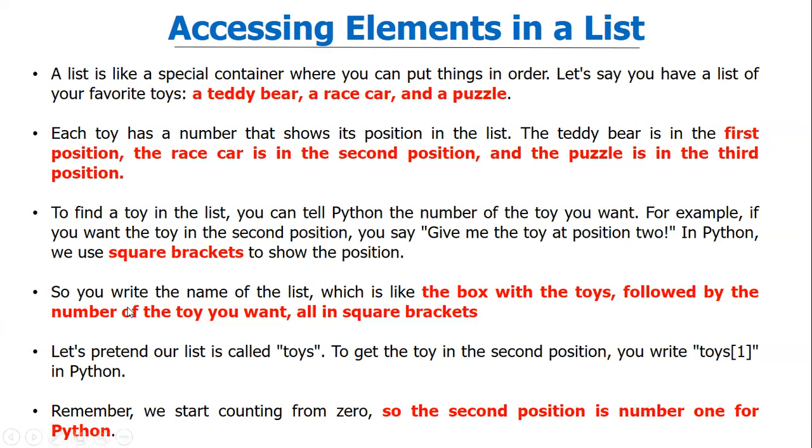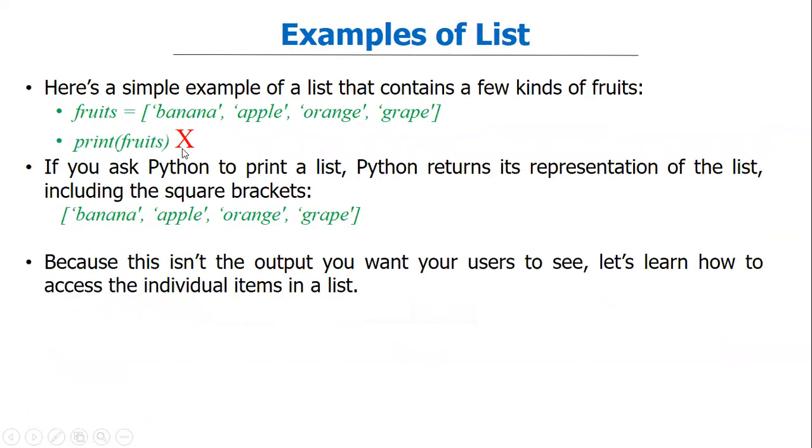Now, you write the name of the list, which is like the box with the toys, followed by the number of the toy you want, all in square brackets. So this particular line is like trying to let you know how you can access elements in a list. So these are the elements. We don't want to go ahead and print this, but rather we want to access only banana from this list. We want to access only apple, only orange, only grape from this list. We don't want something like this. How then do you go about accessing it?